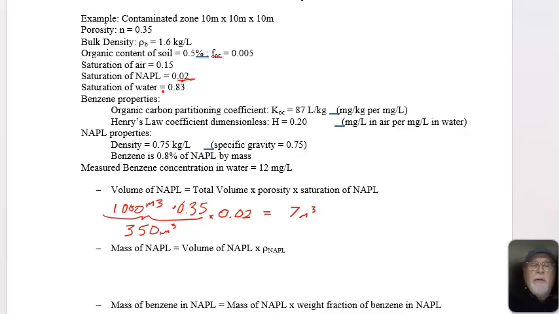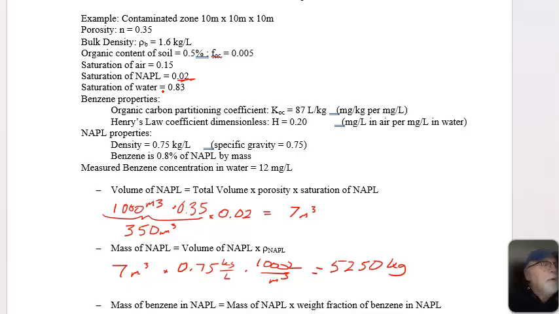So the mass of the NAPL then is the 7 cubic meters times the density of the NAPL, which I have up here, specific gravity 0.75, which is the same thing as saying 0.75 kilograms per liter, times 1,000 liters per cubic meter, which is 5,250 kilograms. All right, that seems like a lot. Well, with 350 cubic meters, 2% of it, that makes sense.